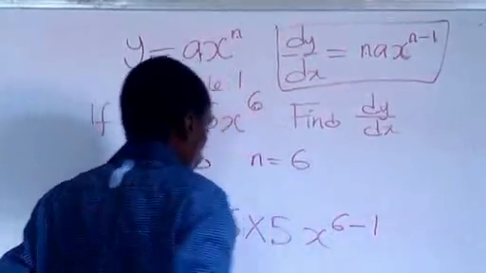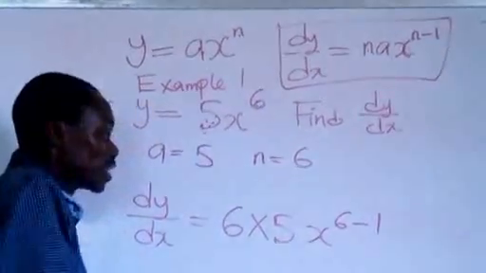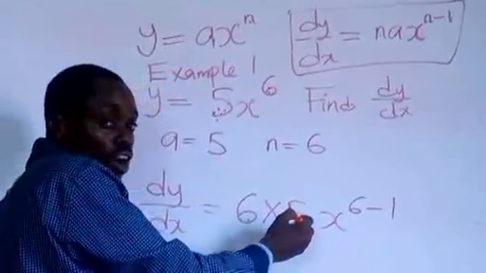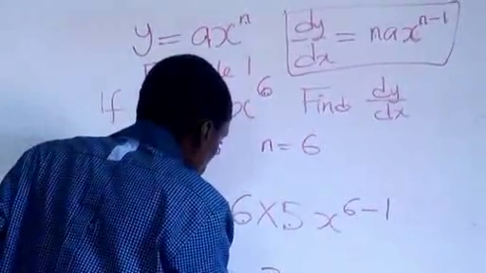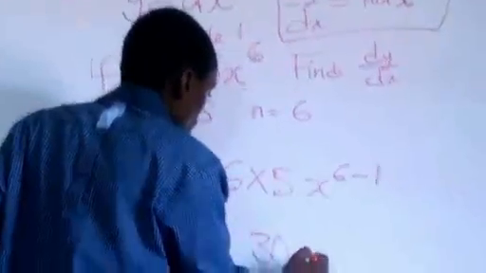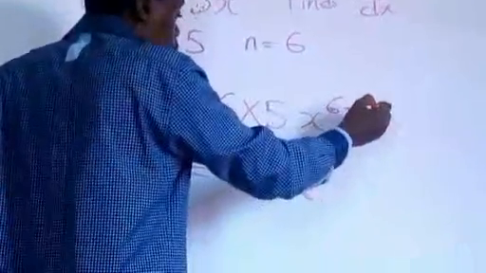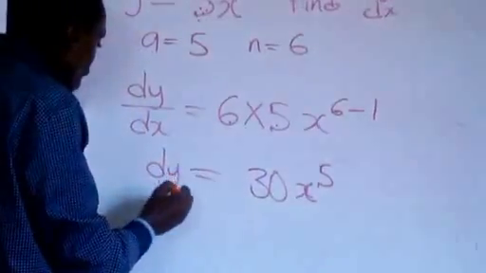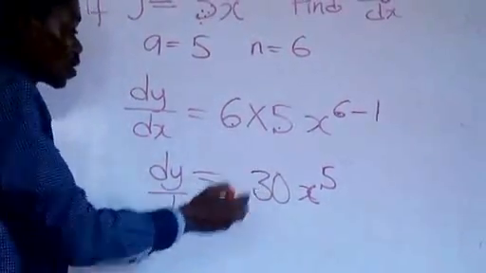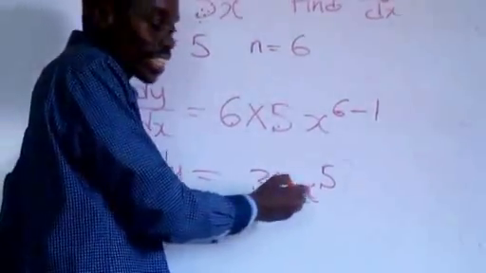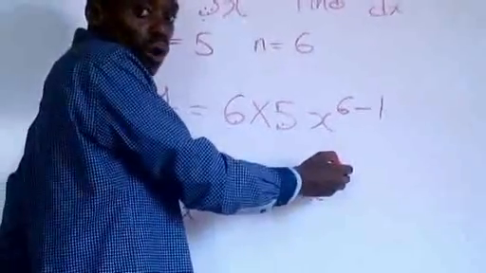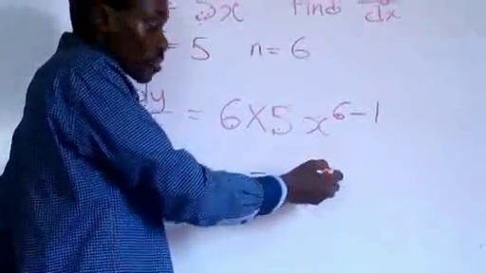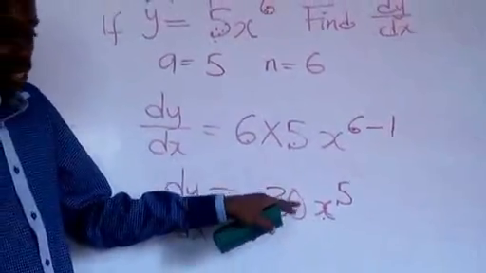So we're going to have 6 minus 1. At the end of the day, 6 times 5 is what? 6 times 5 is 30. Then 6 minus 1 is what? 6 minus 1 is 5. So your dy/dx is equal to 30x raised to power 5.